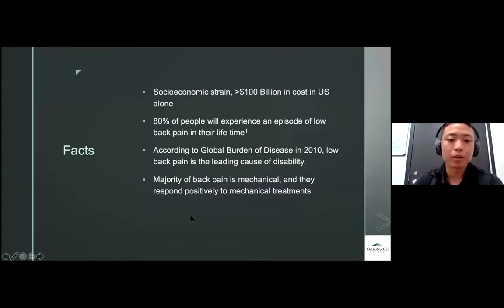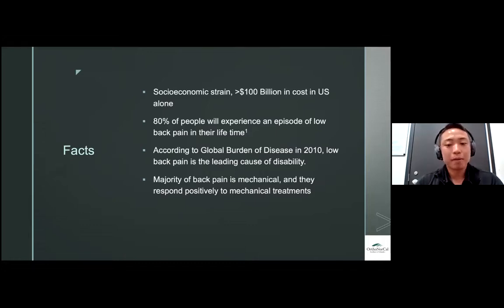So a few things to know in terms of facts. Low back pain is a socioeconomic strain. More than $100 billion is being spent in the US alone. And it's a big chunk of change. Now, 80% of people in their lifetime will experience an episode of low back pain at some point. And according to the Global Burden of Disease in 2010, low back pain is a leading cause of disability. With disability in itself that affects people's livelihood, affects people's families. So there's a lot of chain of events that can be associated with that.